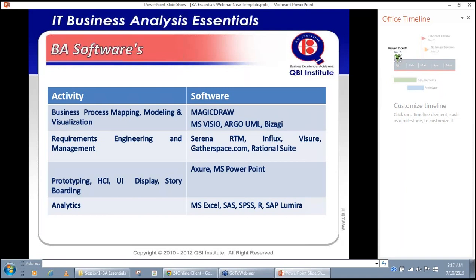For prototyping, human-computer interaction, user interface, display, storyboarding, we have softwares like Axior and Microsoft PowerPoint. For analytics, which is the quantitative part, we have softwares like Excel, SAS, SPSS, R, SAP Lumida, etc. So we learn about Microsoft Visio in great detail in the program. And if you are a proficient user of Visio, you will be welcome everywhere as a business analyst.